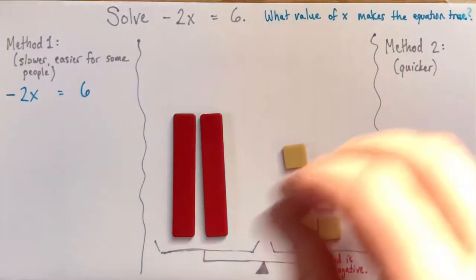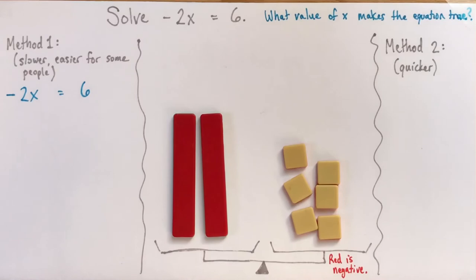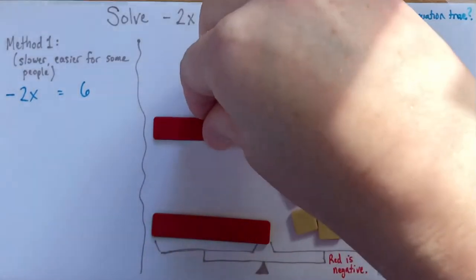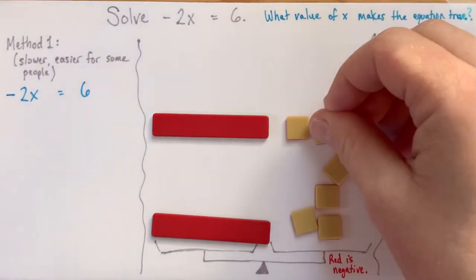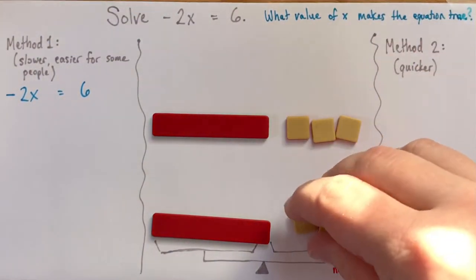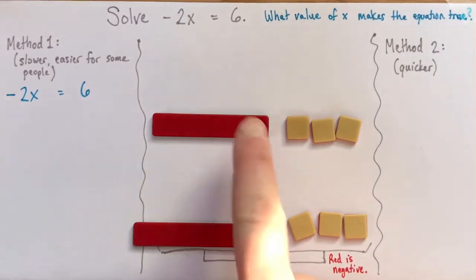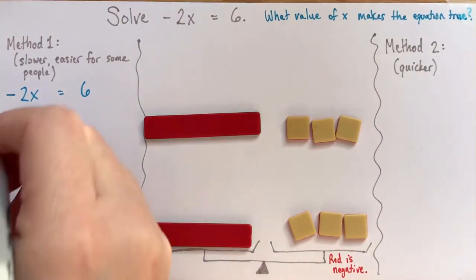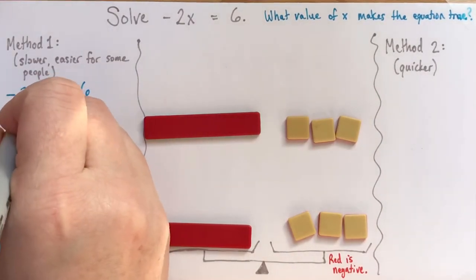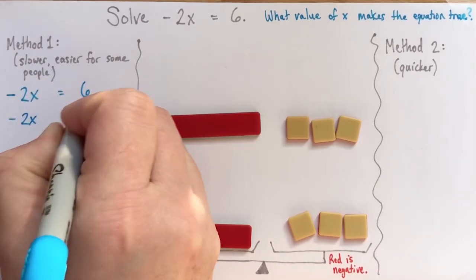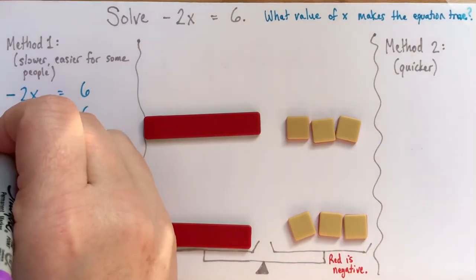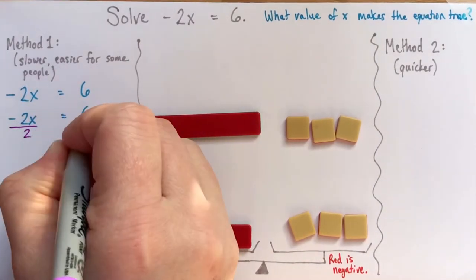There we go. So one thing that many people are inclined to do right away is to divide both sides by 2, which we can show with the tiles by splitting it into two groups on both sides here. And we'll show with the algebra by just showing that we're dividing by 2. So I'll copy what we have, negative 2x equals 6. And then I have another color, so I'll use it to show what we're doing. We're dividing both sides by 2.